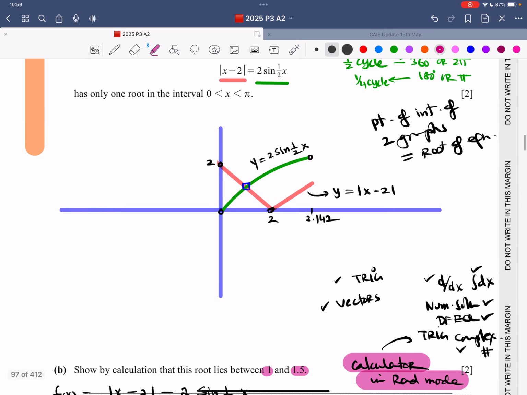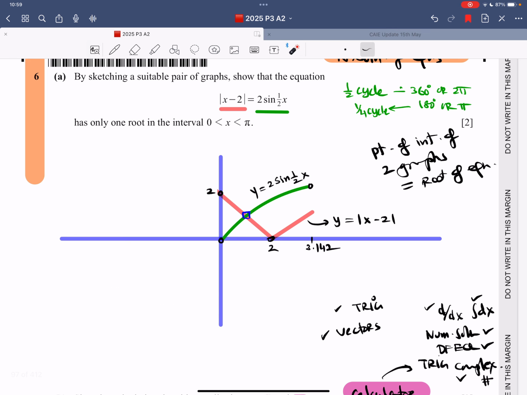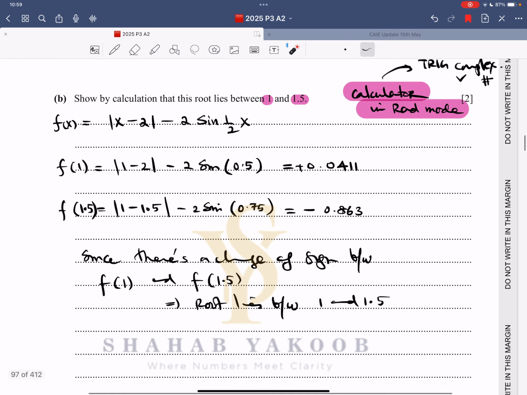So again, take everything to one side of the equation like this and then plug in the values. Now when I plug in 1, I'm getting this positive value over here. When I plug in 1.5, that is half of 1.5, that's 0.75, we are getting a negative value. Got the idea?